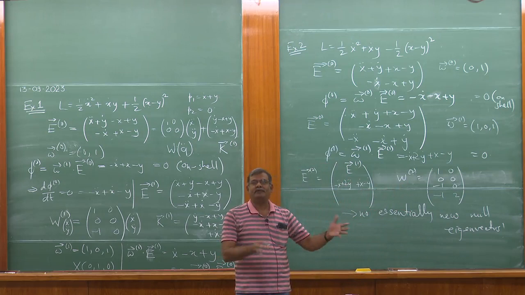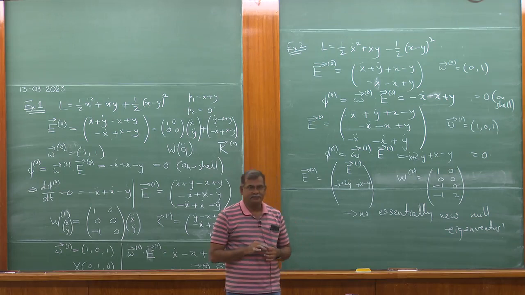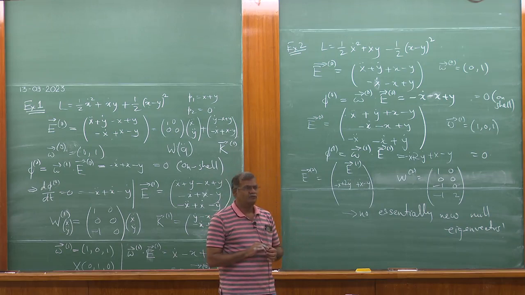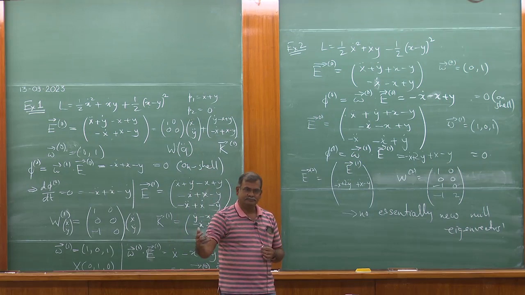So you mean that I get the same constraint again and again? Not necessarily the same constraint. It could be, say, the third constraint you get is a linear combination of the first two.